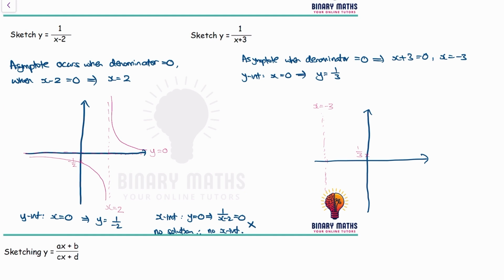X-intercept, so for the x-intercept now, we have y equal to 0, which means 1 over x plus 3 is equal to 0. Again, there is no solution for that, therefore no x-intercept, which means we have an asymptote at y equals 0. Again, if you look at y is equal to 1 over x plus 3, that is a positive reciprocal. So you would end up with something that looks like a positive reciprocal graph, like that.